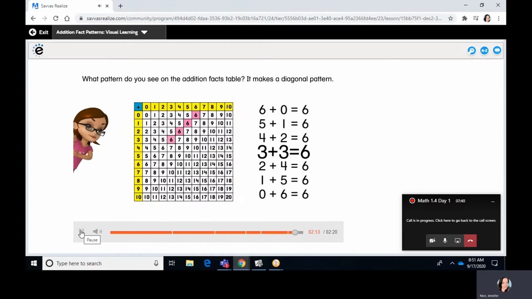What pattern do you see on the addition facts table? It makes a diagonal pattern. So there's a diagonal pattern there. Now you might see a pattern that goes straight down, but that depends. So remember, across here, that's one addend, and down here, that's another addend. These are the sums in the middle.